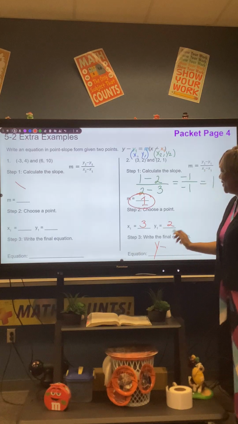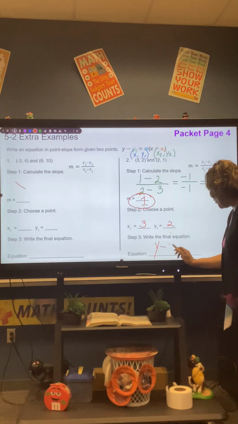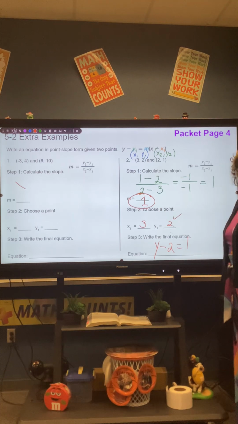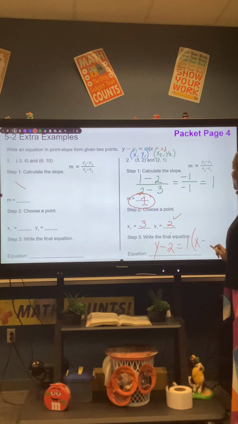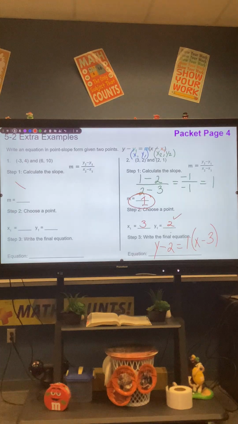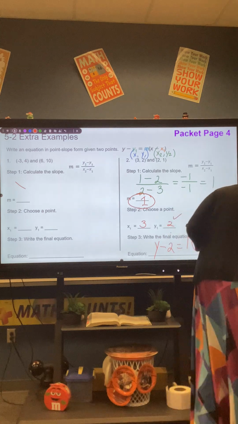Y minus Y1. I prefer the Y1. Y1 is your 2 value right here. Is equal to my slope, which is 1, times X minus my X1, which is 3. The next step, Jorge, is we're going to have to take that and do the distributive property. You see those parentheses hanging out there? We're going to have to take care of that. Then we're going to move that number to the other side and isolate Y. That's where we've got to go.